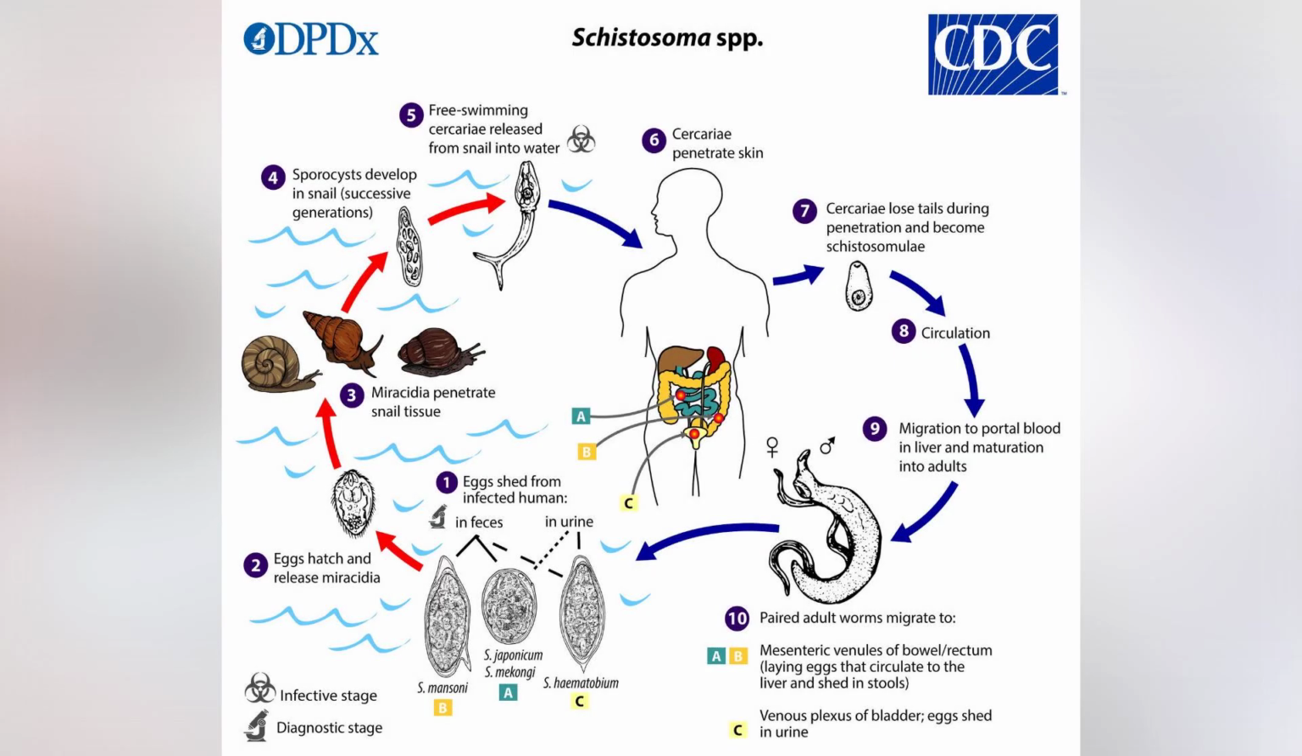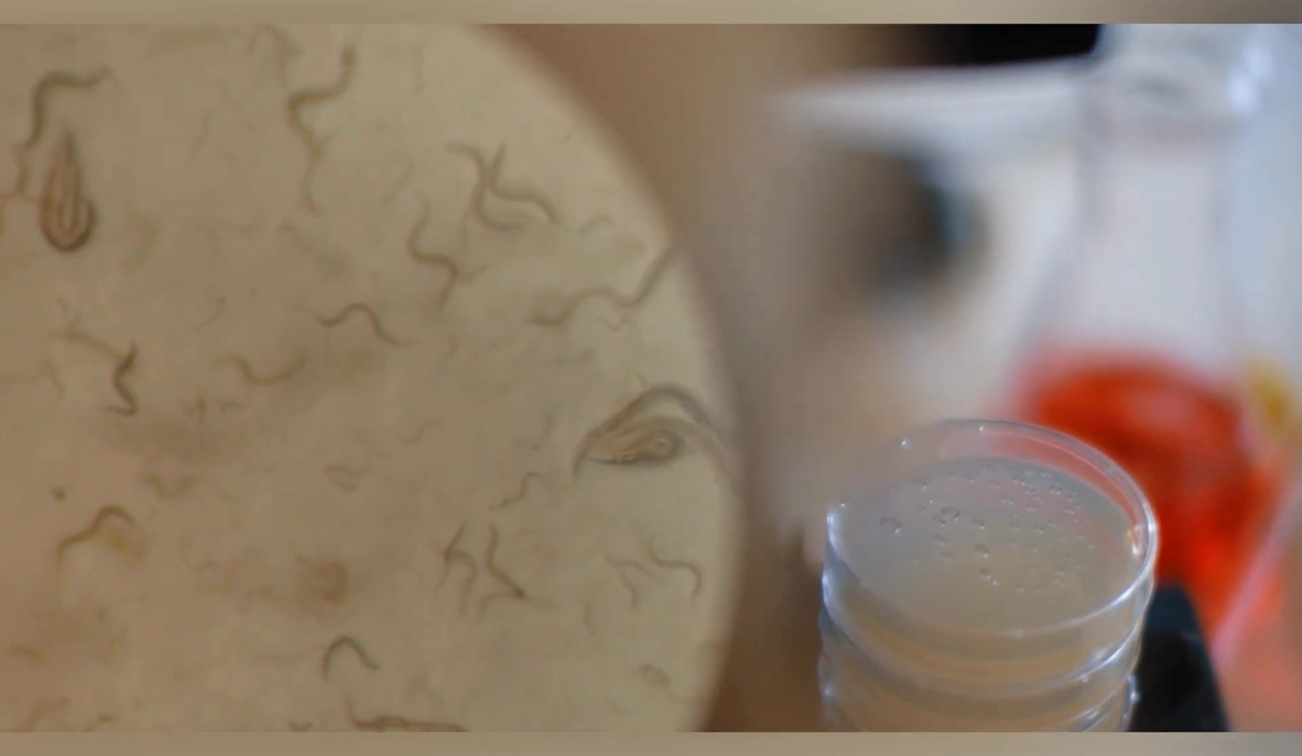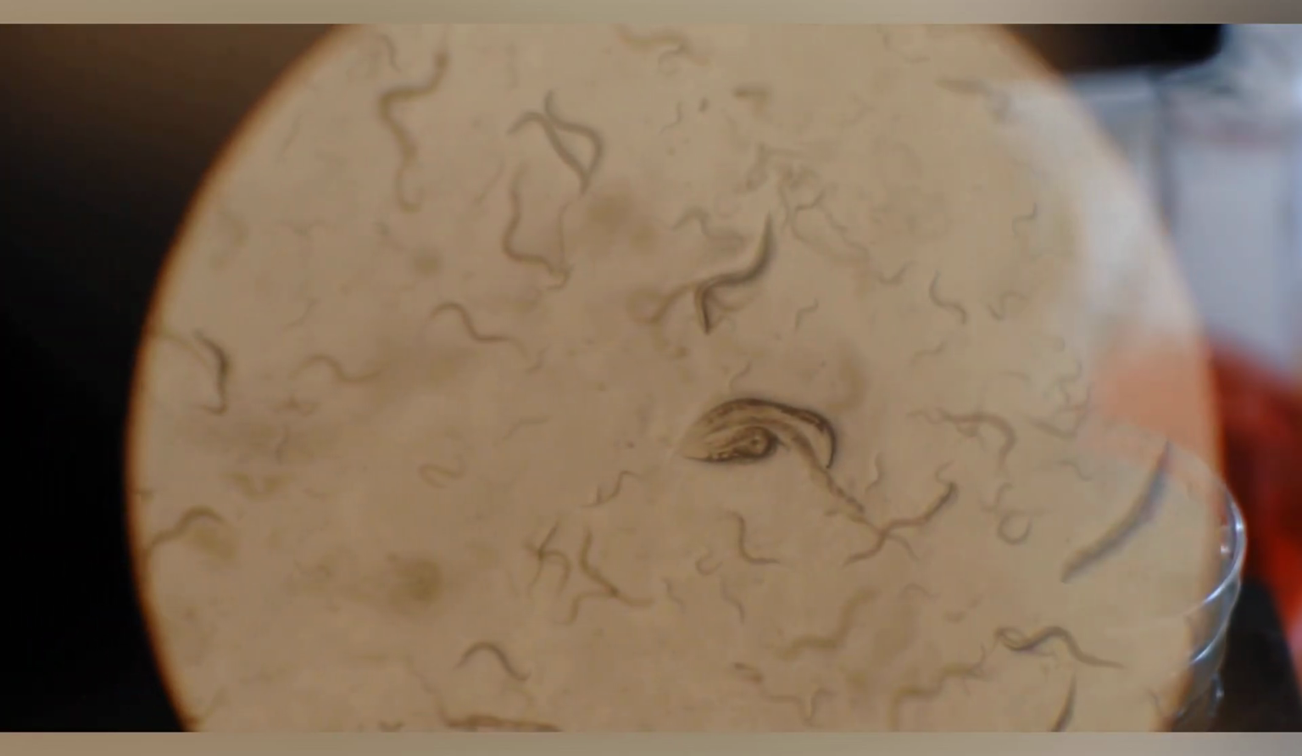This diagram illustrates the life cycle of schistosoma species. It shows the different stages of the worm's development, from eggs shed by an infected human to miracidia penetrating freshwater snails as an intermediate host, to free-swimming cercaria that penetrate the human skin and reach the systemic circulation, reaching the human liver. The third major group of parasites is nematodes, or roundworms.